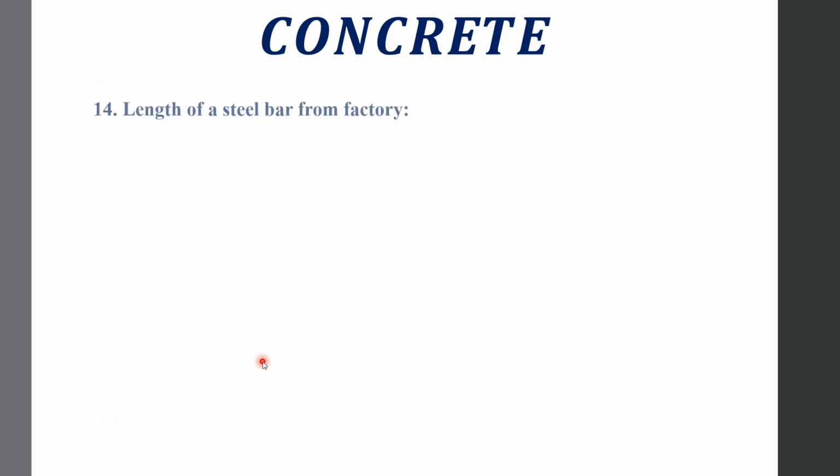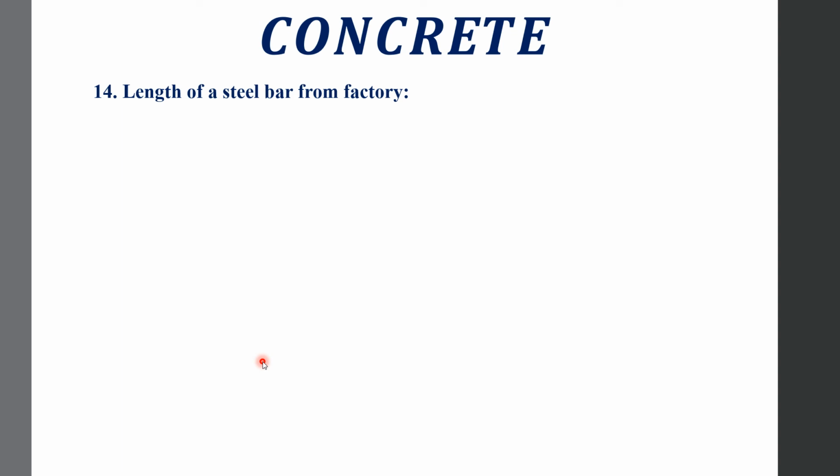So number 14 is length of a steel bar from factory. Whenever you get a steel bar prepared or manufactured from a factory, then its length will be 12 meters or 40 feet. This is the standard length from factory of a steel bar of any diameter.